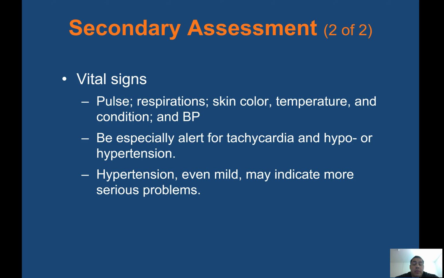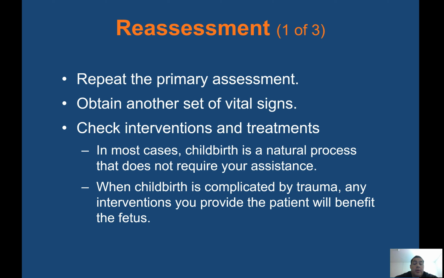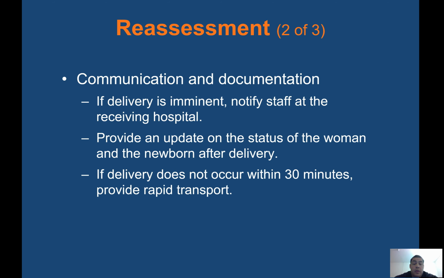Vital signs: pulse, respirations, skin color, temperature and condition, and BP. Be especially alert for tachycardia and hypo- or hypertension. Hypertension, even mild, may indicate more serious problems. Reassessment. Repeat the primary assessment. Obtain another set of vital signs. Check interventions and treatments. In most cases, childbirth is a natural process that does not require your assistance. When childbirth is complicated by trauma, any interventions you provide the patient will benefit the fetus.